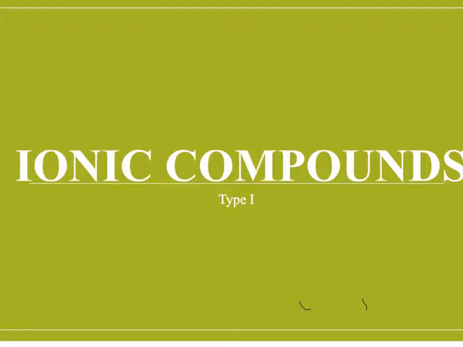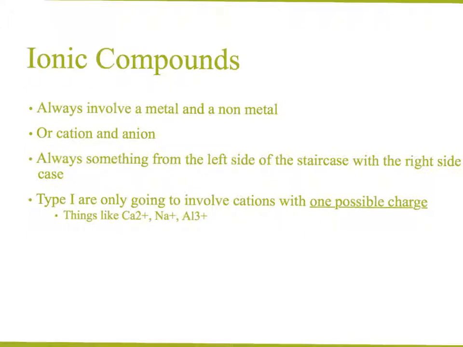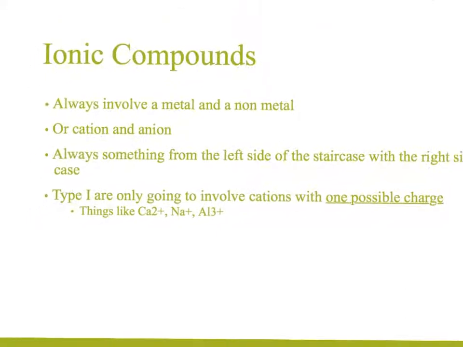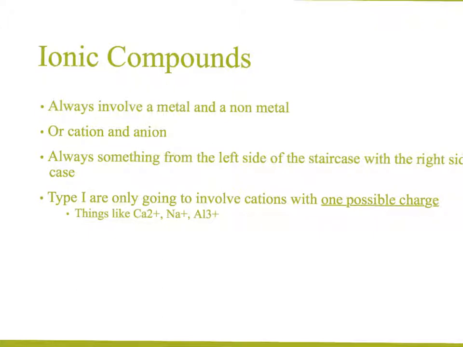In this video, we're just going to talk about ionic compounds, only the first type of ionic, so type 1 ionic compounds. Ionic compounds always involve a metal and a non-metal, and they have what we also call a cation or an anion. Remember that a cation is just a fancy way of saying metal. An anion is just a fancy way of saying non-metal. There's always something from the left side of the staircase and something from the right side of the staircase.